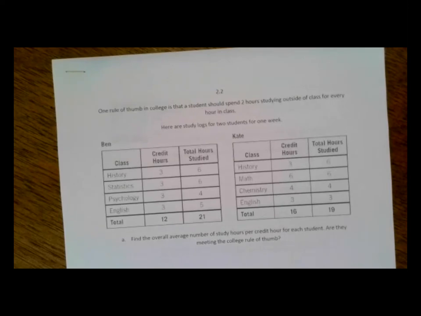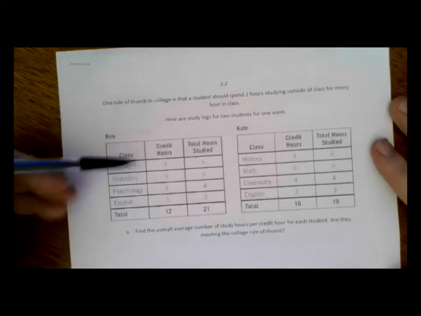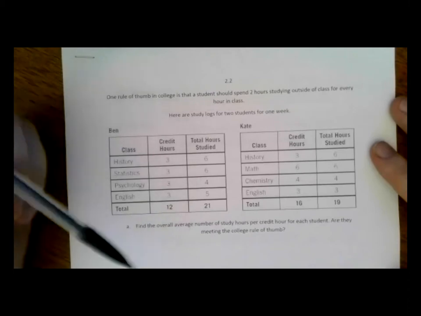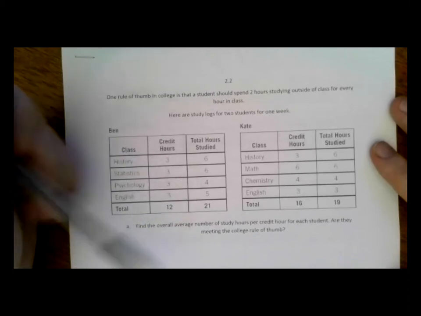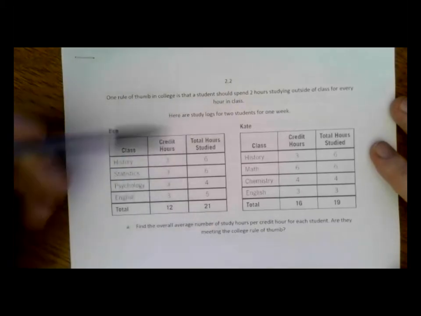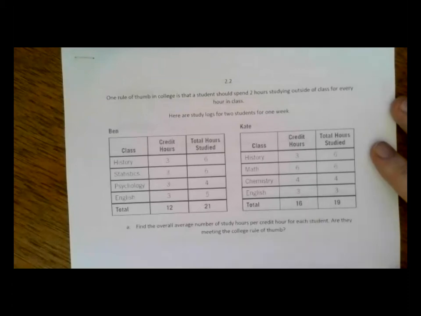It says one rule of thumb is that college students should spend 2 hours studying outside of class for every hour in class. So it says here's the study logs for 2 students in 1 week. The first student, Ben, it looks like all of his classes were 3 credit hours each. But he spent 6 hours studying in the first one, 6 in the second, 4 in the third, and 5 in the fourth. So all we did was add up the total, so how many credit hours and how many total hours studied. And then we did the exact same thing with Kate.